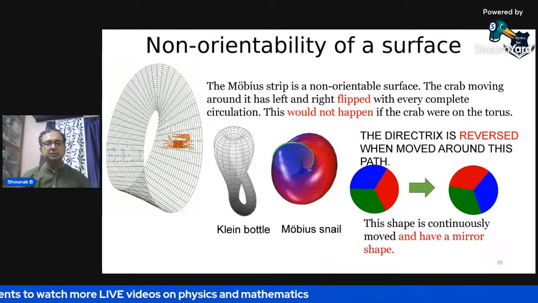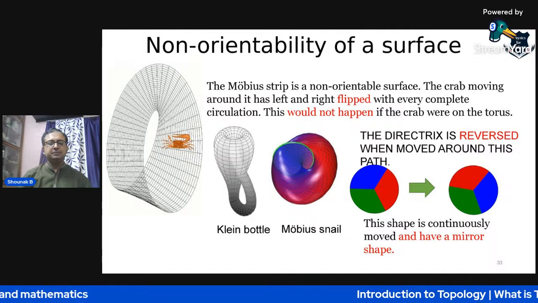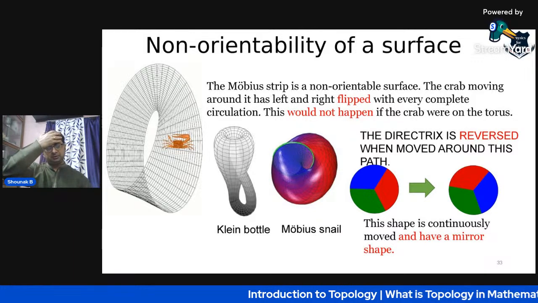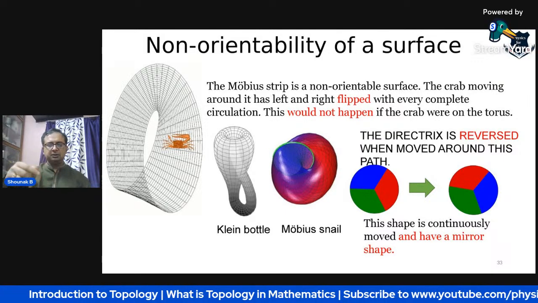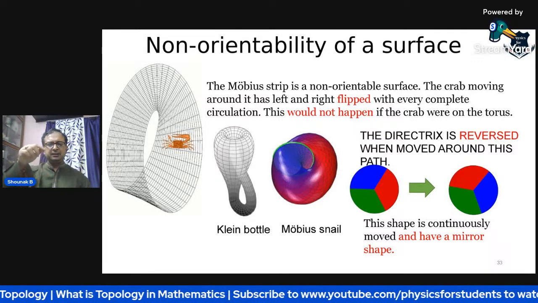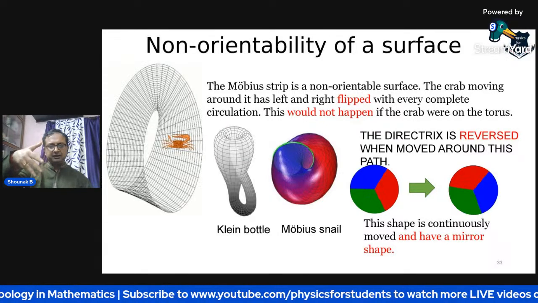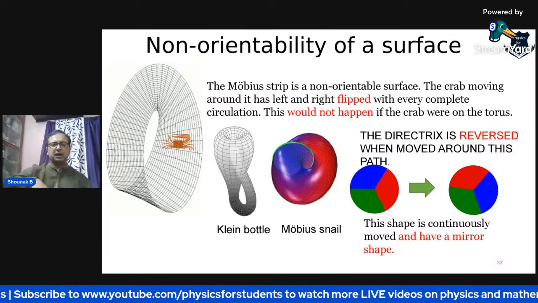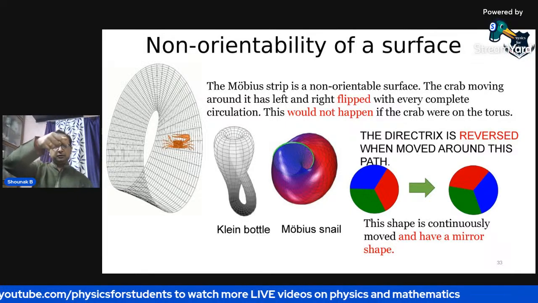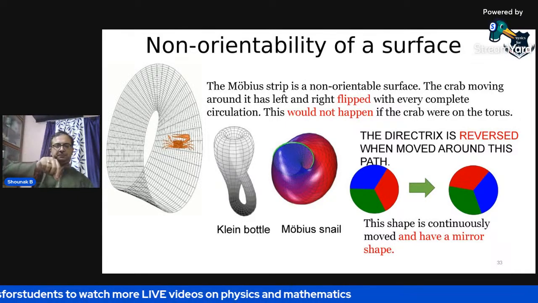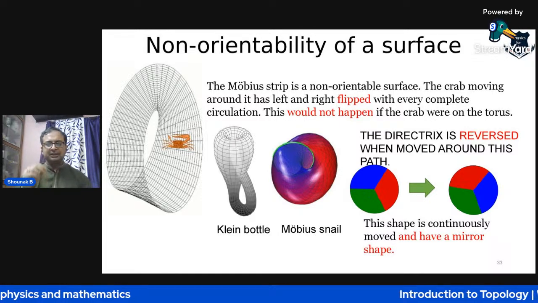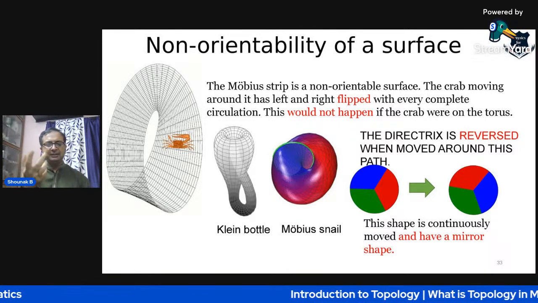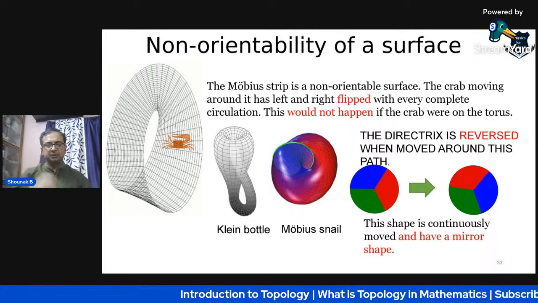Here I don't have the animation, it won't run in StreamYard. So the Mobius strip is what is called a non-orientable surface. The crab which is moving along that non-orientable surface has its left and right flipped, and when it comes back, it would flip its body. I don't have the animation right now, otherwise I would have shown you. The directrix through which the body is moving is actually reversed when moved around this path.